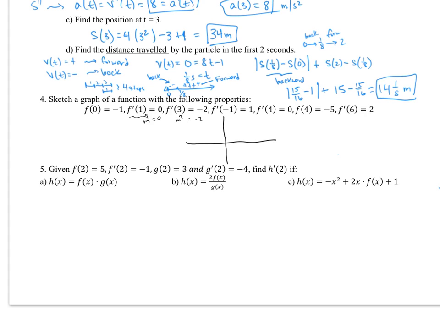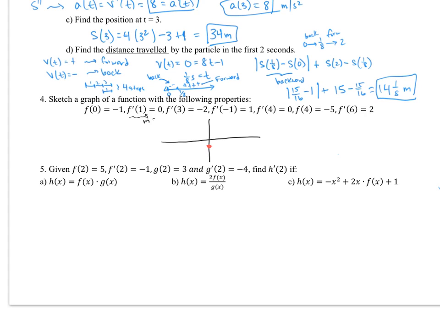I'm going to clean this up a little bit, make this a little bit nicer. So let's go ahead and make this just a little bit straighter. Alright, good enough. So let's see what's happening. At 0, f of 0 is going to be negative 1. So at 0, I'm at negative 1 right there. So I'm going to go ahead and put that point in.